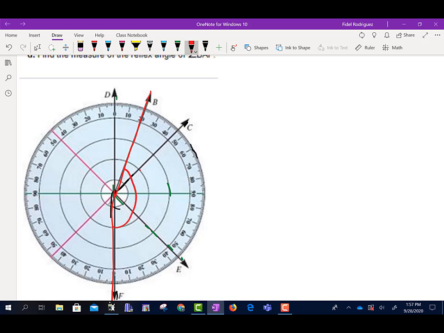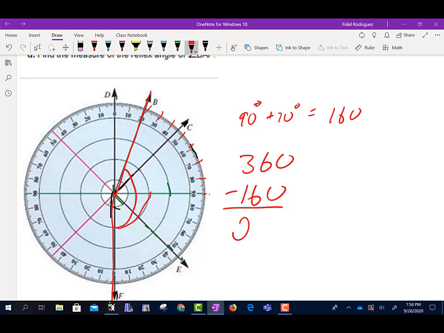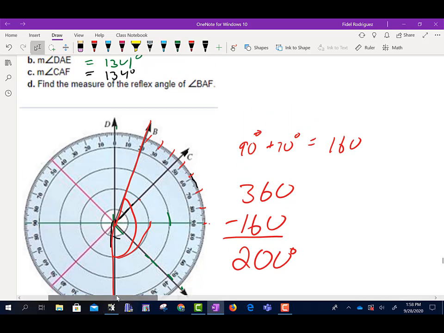So again, I already know that from here to here is 90. So I'm going to count 90 plus 10, 20, 30, 40, 50, 60, 70. So 90 degrees plus 70 degrees would be 160. The reflex angle says take 360 minus that number, and I'm coming up with 200 degrees. Okay. And that would be my reflex angle.